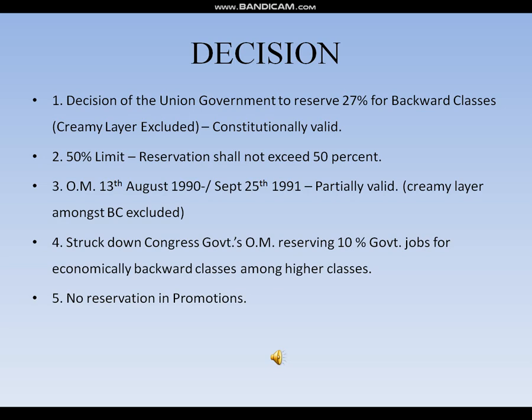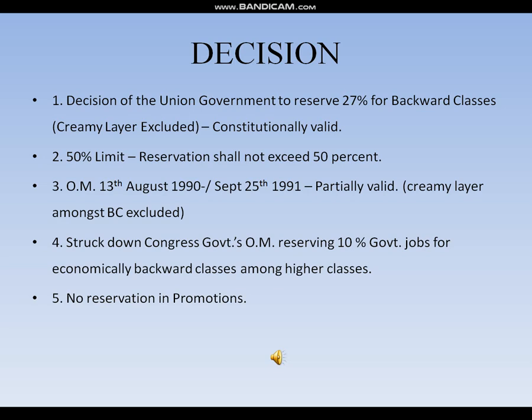This is again the same thing as the first point, partially valid in the sense that the reservation is correct, but creamy layer should be excluded. If you look at a couple of years back in the High Court of Sikkim as well, this issue of creamy layer came about when the state civil services examinations had taken place.